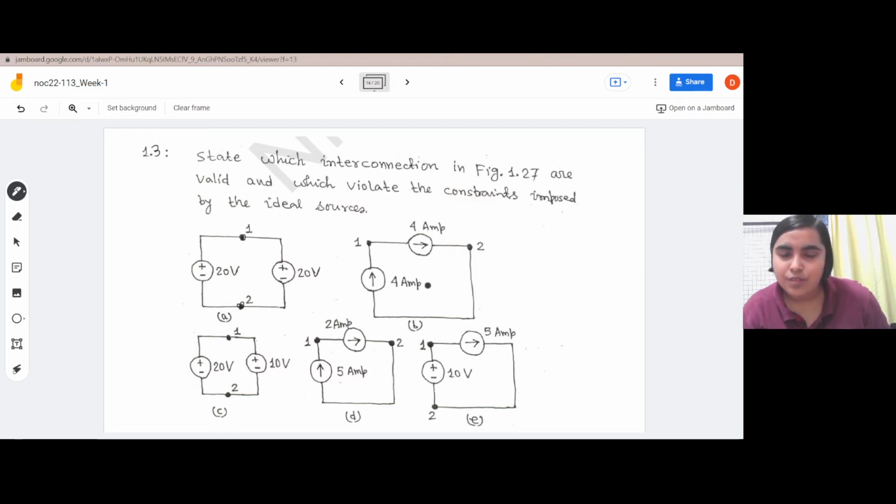Similarly for B, it is exactly the same, right? The current sources are connected in series, so they are the same. What about C? Ma'am, it's an invalid connection, because the voltage magnitudes are different. So does D, invalid. How about E?